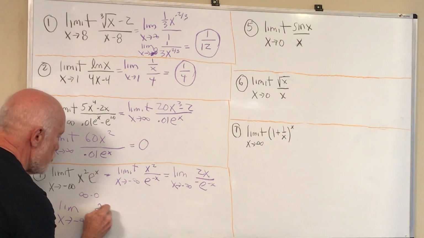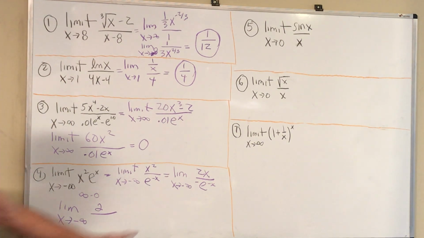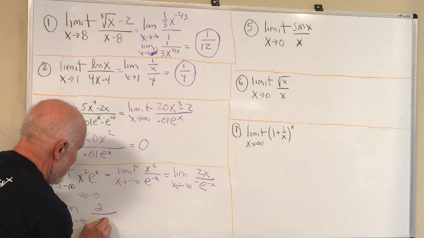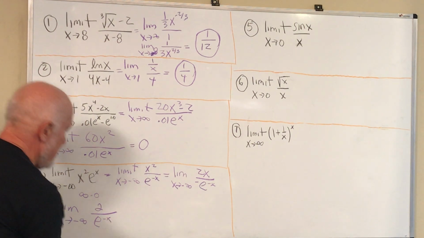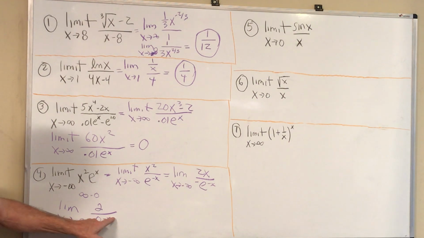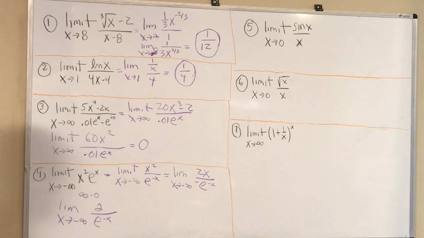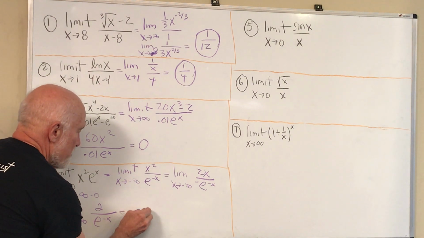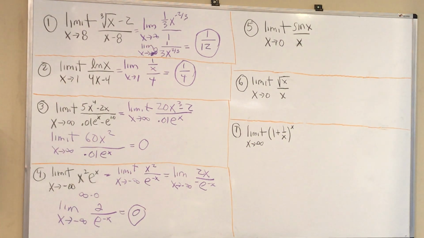And we get 2 in the numerator, and now we get just e to the minus x in the denominator. So as x approaches negative infinity, the denominator is going to get huge. The numerator is only 2. This one is going to approach 0. So a different type of indeterminate form that we were able to get into a form that we could use L'Hopital's rule for.